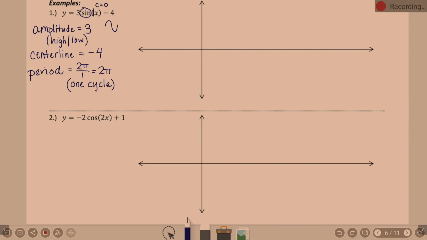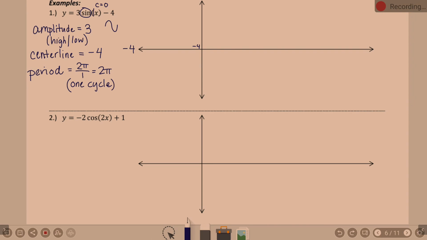Okay, are we ready to graph? Okay, let's get our labels. One of the first labels we want to do is center line. Our center line is normally 0. What's it going to be in this case? Negative 4. Now, you can label that center line out here. When I say center line, I'm talking about your x-axis. Or you can throw a negative 4 in there. Pick or choose, or do both.